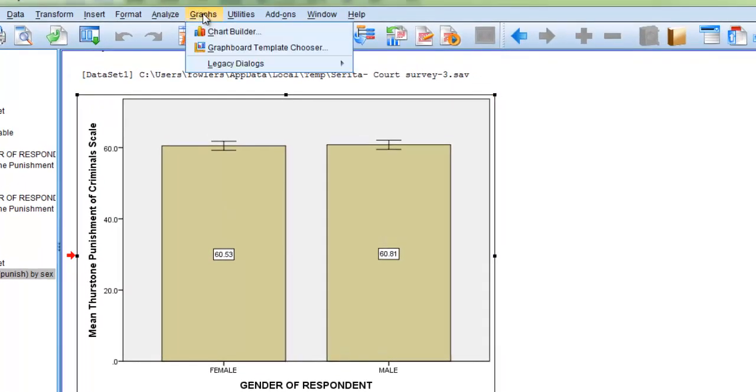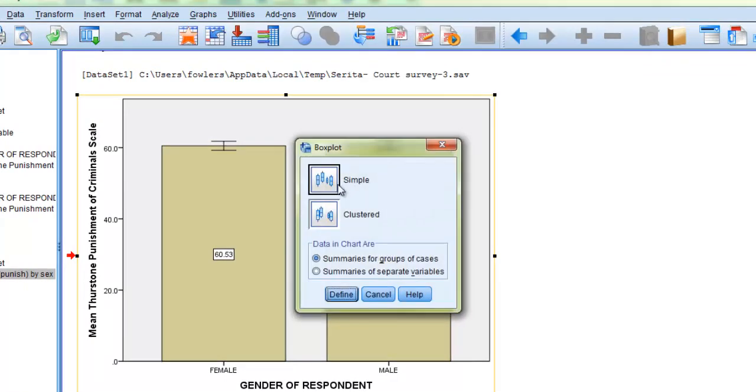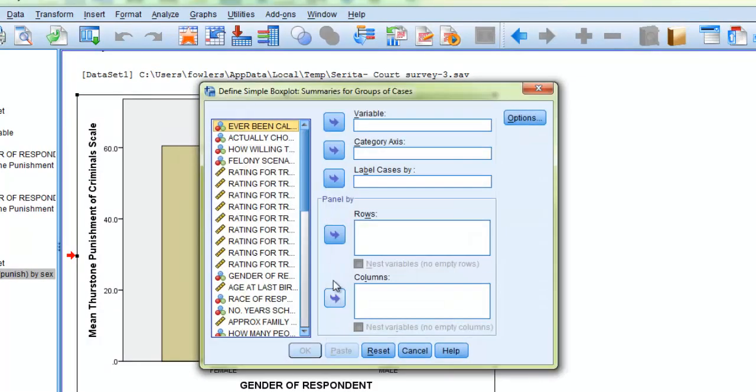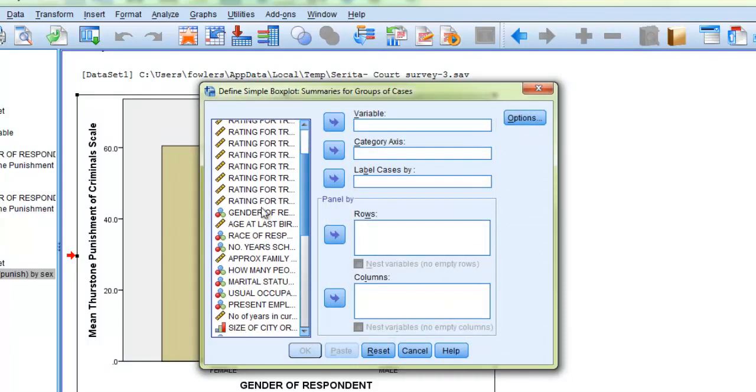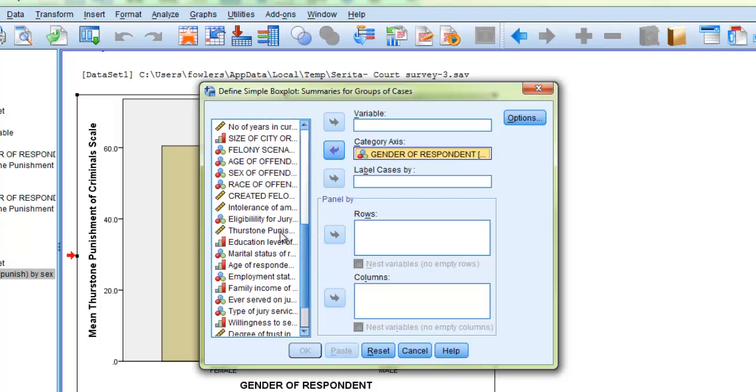So if I want to see that with a box plot, I go to legacy dialogues, choose box plot, simple, define, and do the same thing here. I'm going to move gender into the category axis, so I have 2 bars, one for men and one for women, and I choose my variable, which is the thirst tone punishment scale, and just click OK.